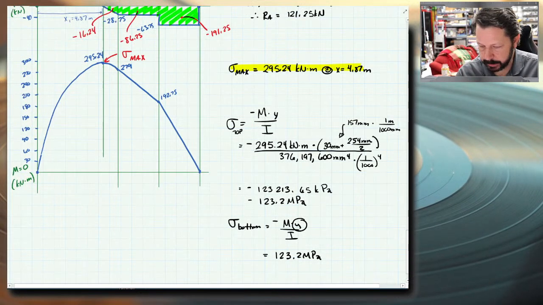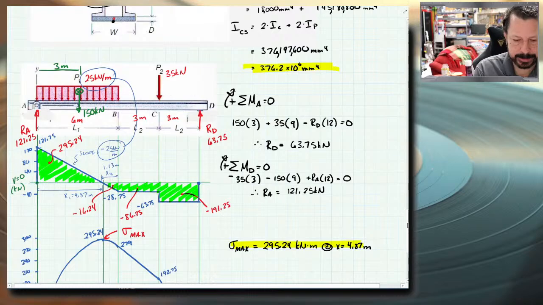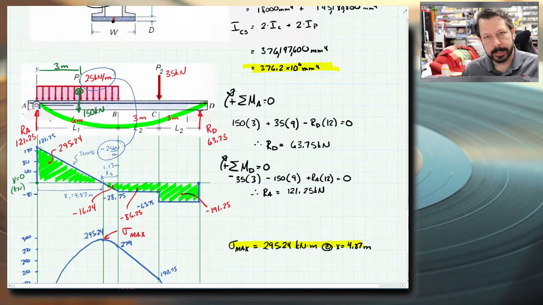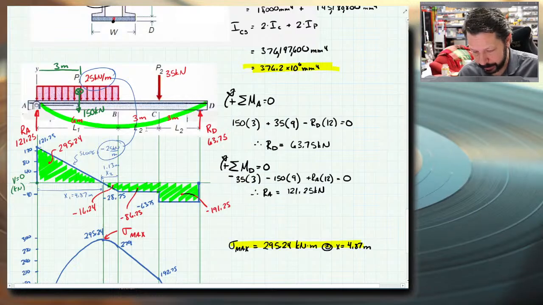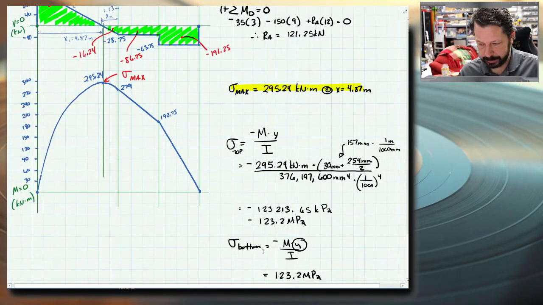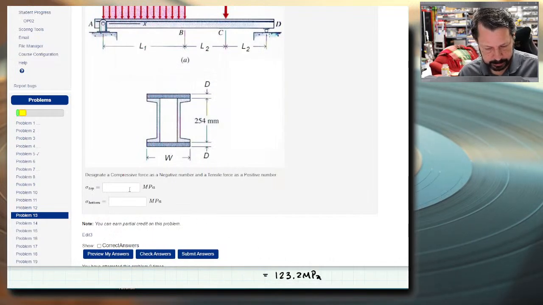So if we look at our loading situation here, it does make sense that this beam would be bending, you know, something like this, where the bottom is getting stretched out and the top is getting compressed. And we did get those kind of numbers. Let's see if we got the right numbers. So we're supposed to have 123.2 megapascals. Let's see. Oh wait, top was negative. Bottom is that.